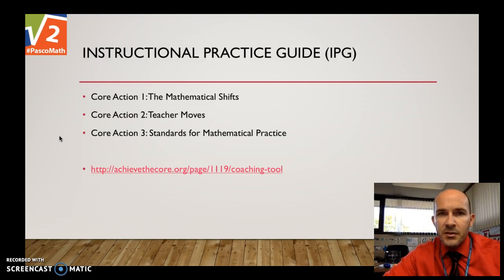First off, the instructional practice guide from Achieve the Core is broken down into 3 core actions. Core Action 1, what we're going to talk about today, is the math shifts. Core Action 2 gets into the teacher moves, things the teacher intentionally does to design the lesson. And then Core Action 3 is more about the students and the standards for mathematical practice. If you just Google Achieve the Core and Instructional Practice Guide, it'll be one of the top hits.